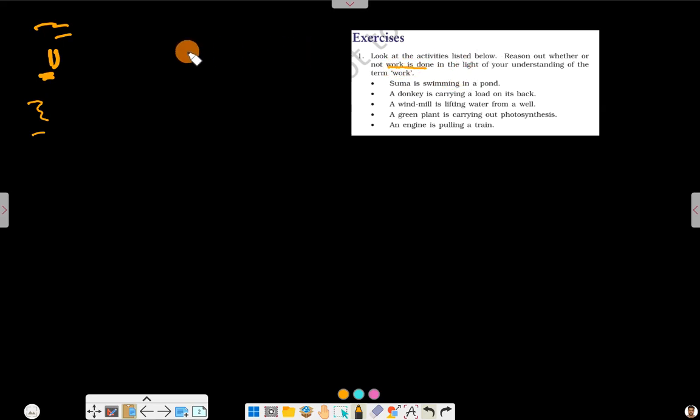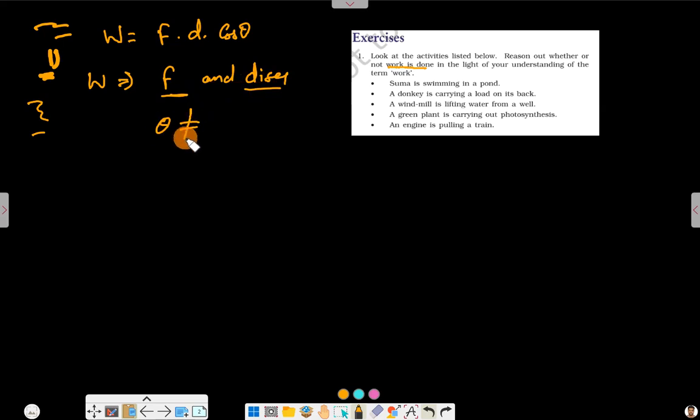Okay, so in our understanding, what is work? Work is force into displacement into cos of the angle between force and displacement. So for work to be there, we need force and displacement. Both these things need to be there, and theta must not be 90 or 270 degrees. Just focus here on 90 degrees. So theta should not be 90 degrees. So the direction of applied force and displacement should be similar or close to similar. They should not be perpendicular.